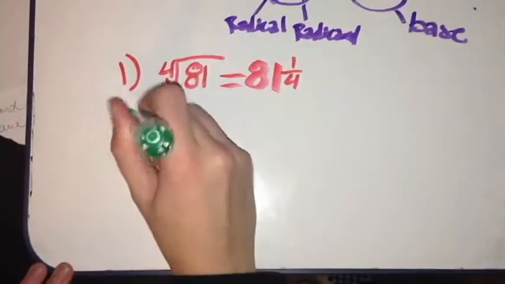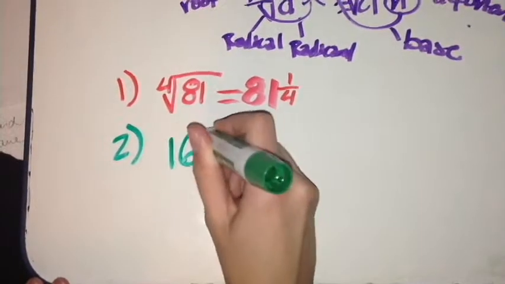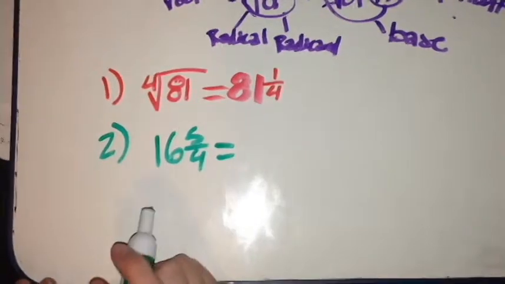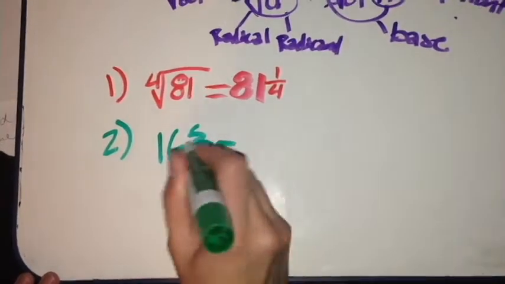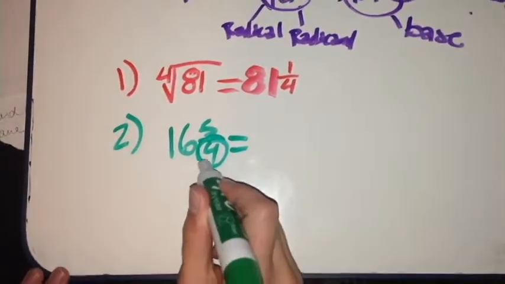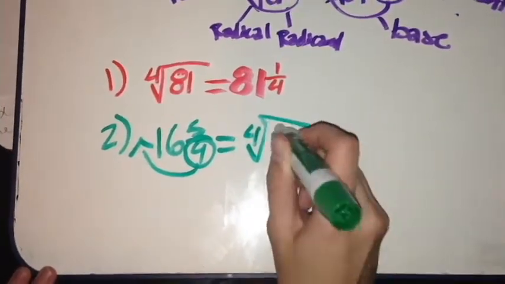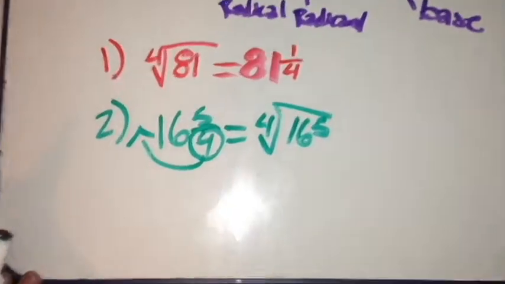Okay, so next, if you're given the rational form and you want to turn it into radical form, this is how you do it. So you say you're given 16 to the power of 5/4. You would take the 4, since it's a denominator, and move it outside of the radical to where you get the 4th root of 16 to the power of 5. And that would be your final answer.